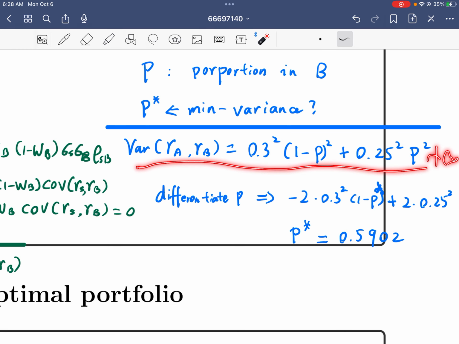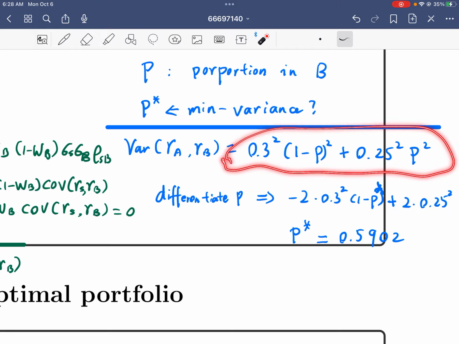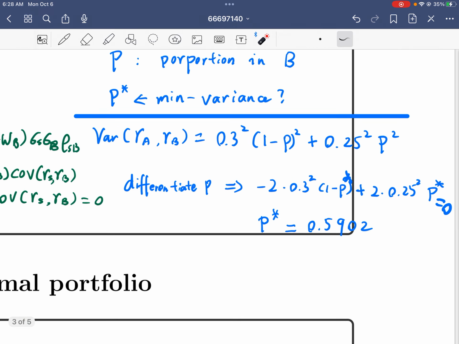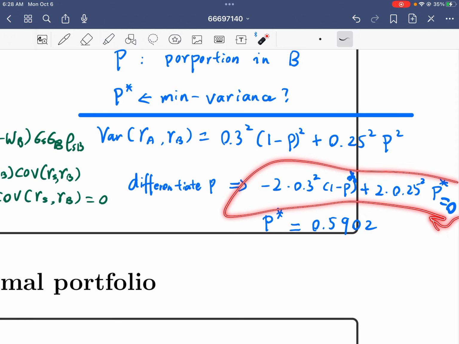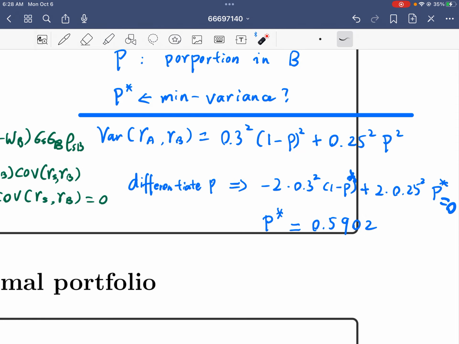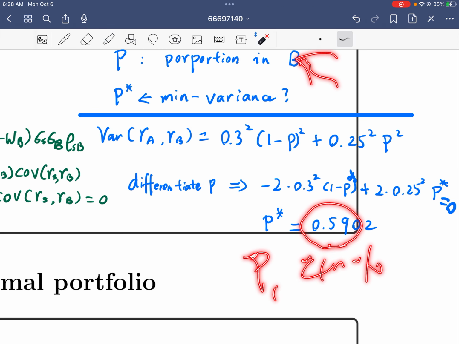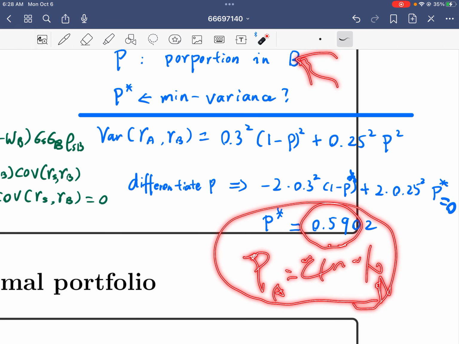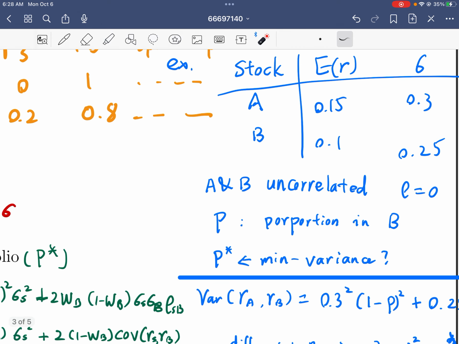We can write the equation; the last term equals 0, so we drop that. Then we differentiate this equation by P. This term equals 0, then we solve this equation. We find that if you have 59% in stock B, 40% in stock A, that gives you the point with minimal variance.